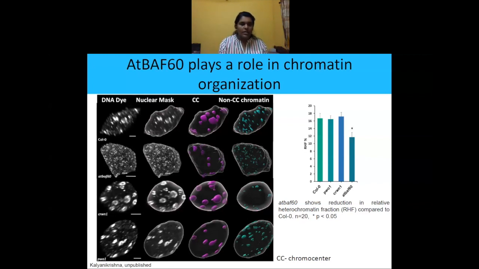Further qualitative and quantitative analysis on this data is going on. I also measured the relative heterochromatic fraction in these nuclei and found that in ATBAF60, there is a reduction in the relative heterochromatic fraction. So these results point in the direction that ATBAF60 is essential for proper chromatin organization inside the nucleus.